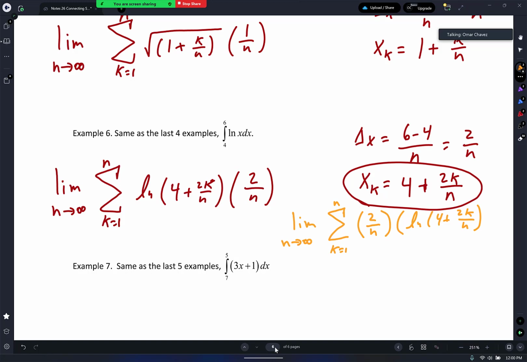Are you going to freak out? No. It's still the same thing. This 2 over n is still just the delta x, and then this is your height. It's still the same thing.